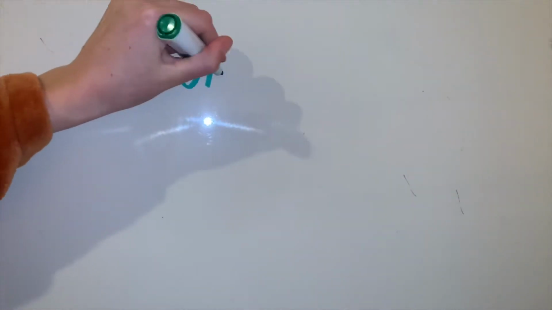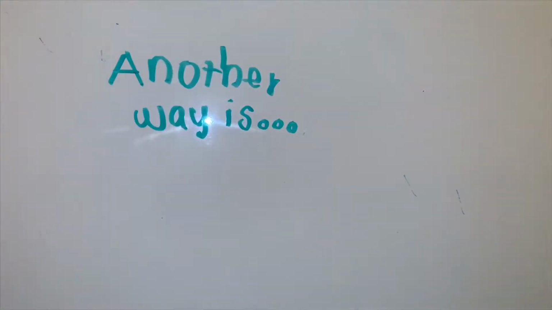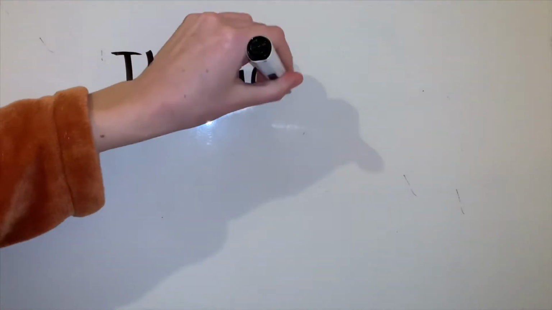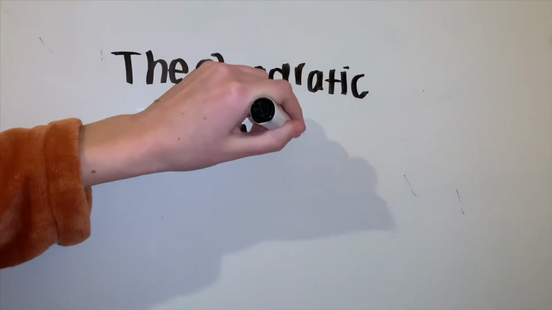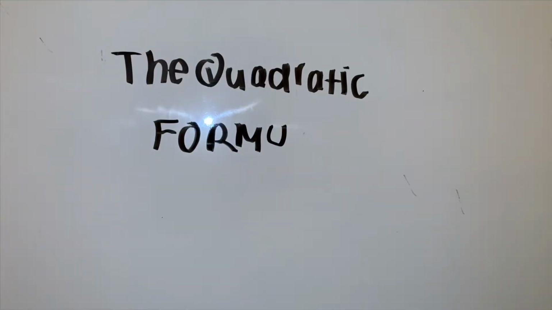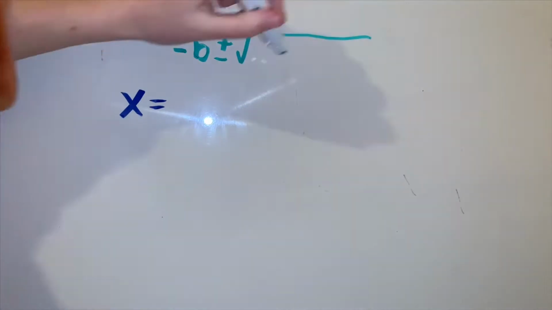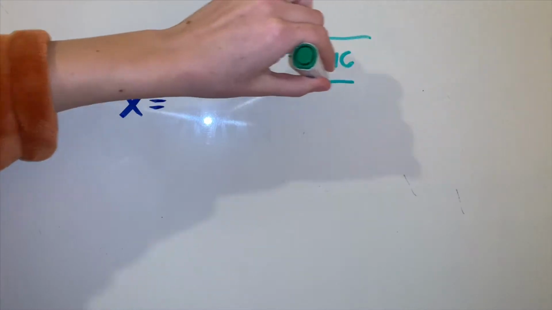Another way to solve quadratic problems, and my personal favorite, is the quadratic formula. The way we write the quadratic formula is x equals negative b plus or minus square root b squared minus 4ac all over 2a.